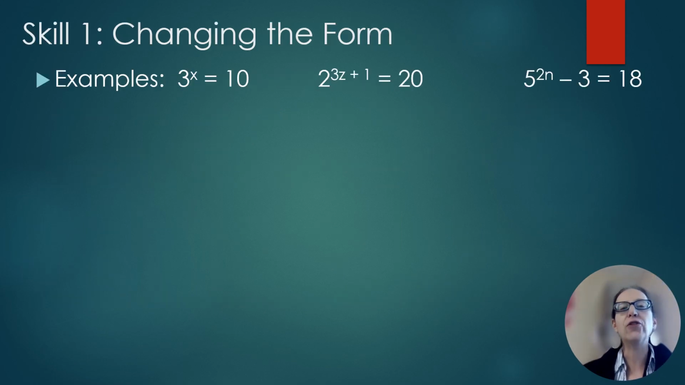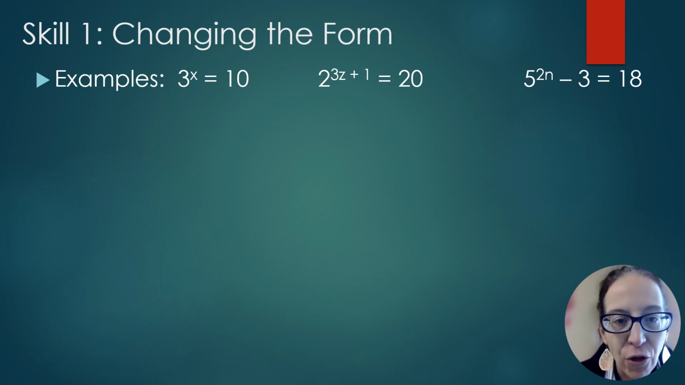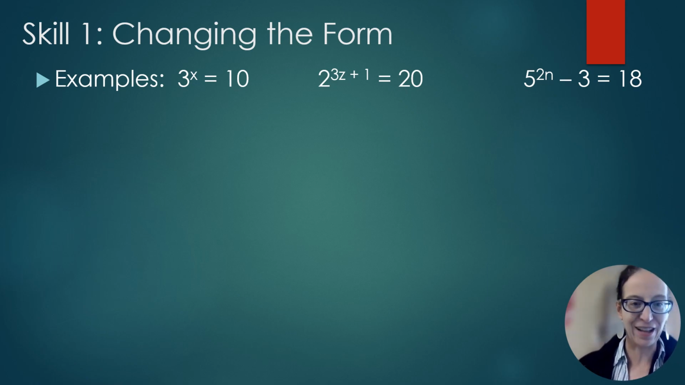All right, so our first skill today is just going to be changing the form. So if you look at these three examples, they are all written in exponential form. 3 to the x equals 10. 2 to the 3z. Why did I do that? Why do I have a feeling that should have been an x? Plus 1 is equal to 20. And now I'm thinking probably on your notes it says x. But 2 to the 3z plus 1 equals 20, and 5 to the 2n. And then do take a moment and notice this.